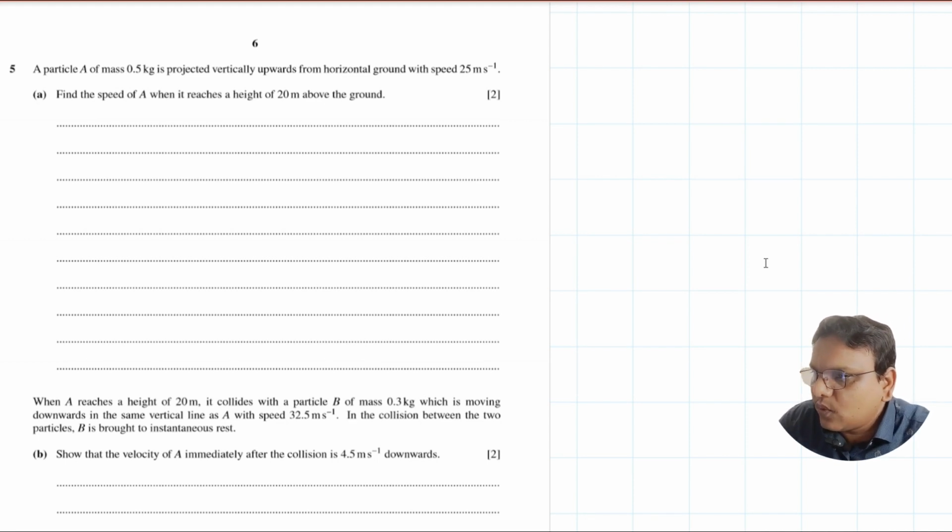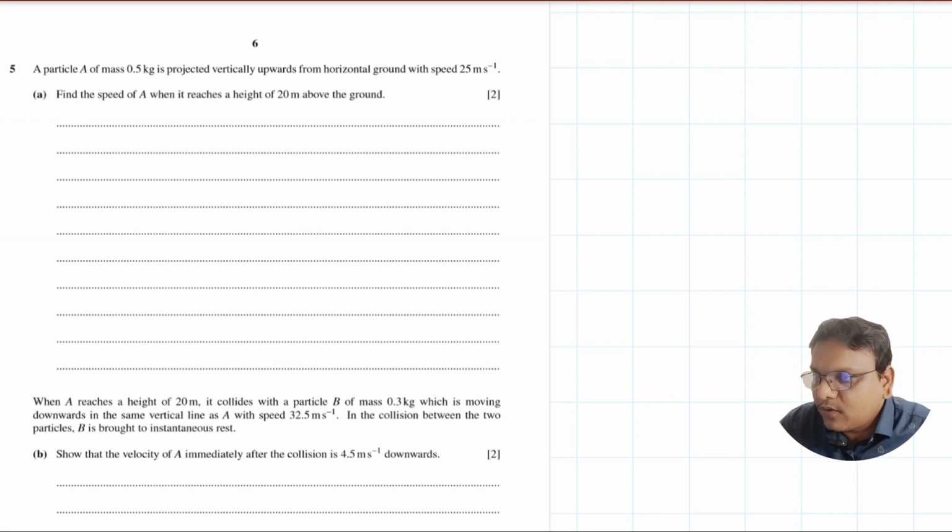So question number 5 says that a particle A of mass 0.5 kg is projected vertically upwards from horizontal ground with speed 25 meter per second. So find the speed of A when it reaches a height of 20 meter above the ground. Okay, this is a simple question.